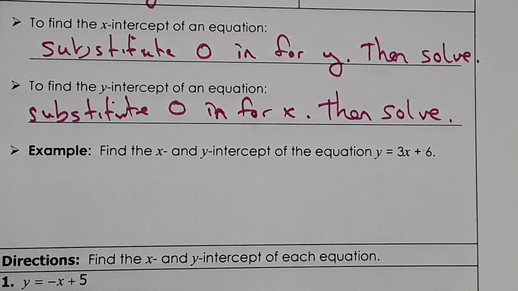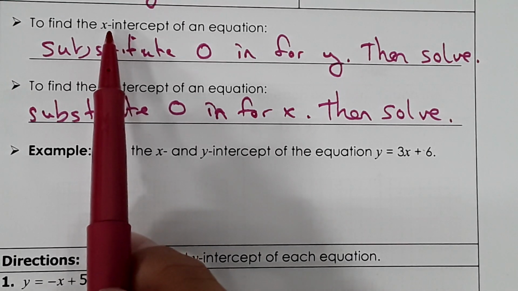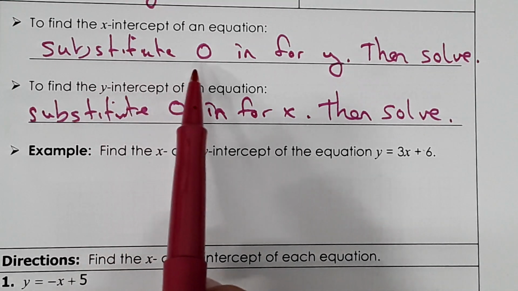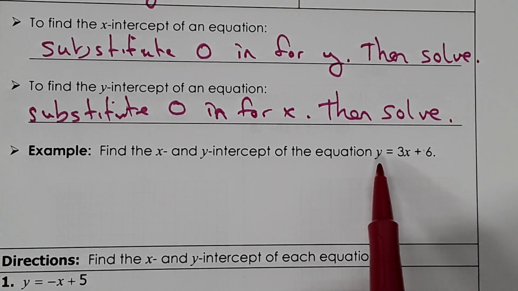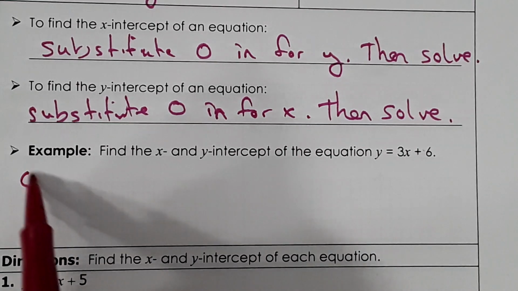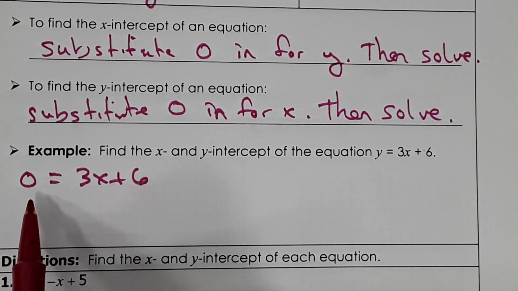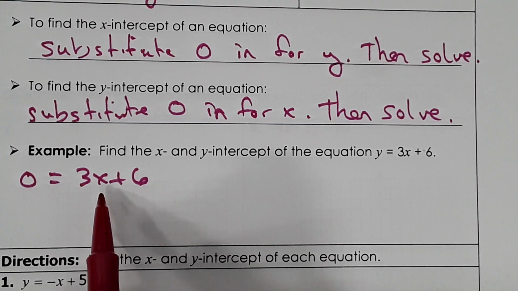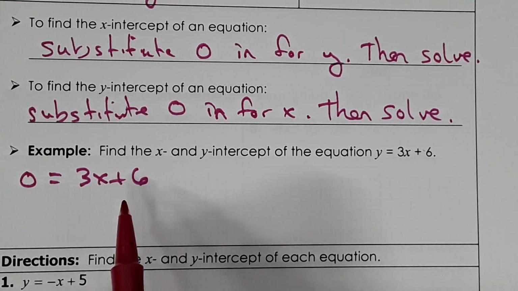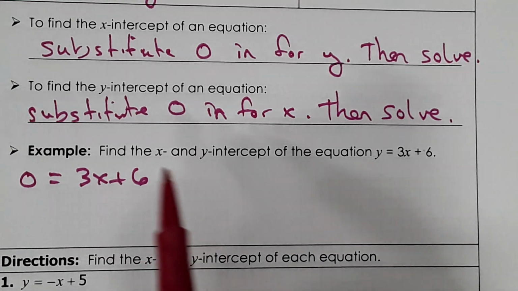So if this is the equation here, y equals 3x plus 6, to find the x-intercept, the instructions are to substitute a 0 in for y and then solve. So where y is, I'm going to replace that with 0. So this becomes 0 equals 3x plus 6. Now if I solve this equation for x, I'm going to be able to tell what the x value is, which will be my x-intercept.